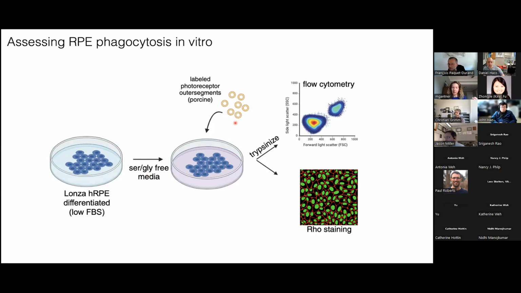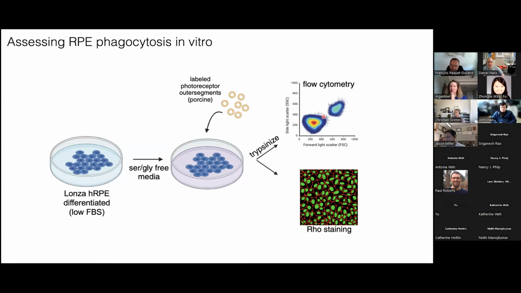And to look at this phagocytic function, we used porcine photoreceptor outer segments that we had isolated and then labeled, and added these to the cells for 5 hours. And one of our assays was then to trypsinize the cells, get them into a single cell suspension, and look at flow cytometry to look at the uptake of these labeled outer segments. We also did some where we just rinsed the media off, rinsed the unbound outer segments off, and did some staining right there in the dish.